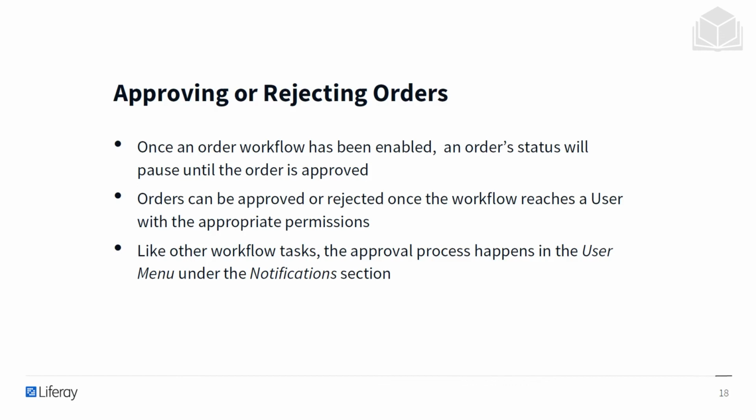Once an order workflow has been enabled, an order status will pause until the order is approved. Orders can be approved or rejected once the workflow reaches a user with the appropriate permissions. And these checkpoints can be set up along the way in your workflow. Like other workflow tasks, the approval process happens in the user menu under the notifications section.